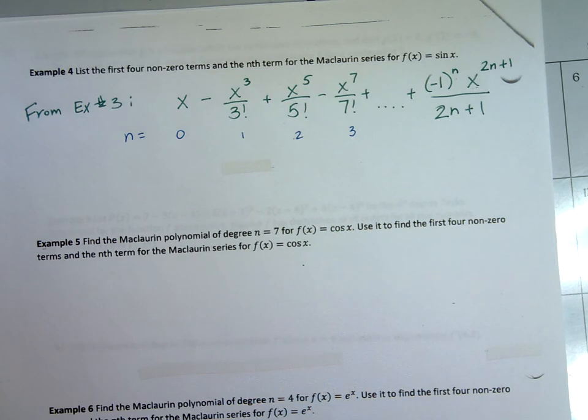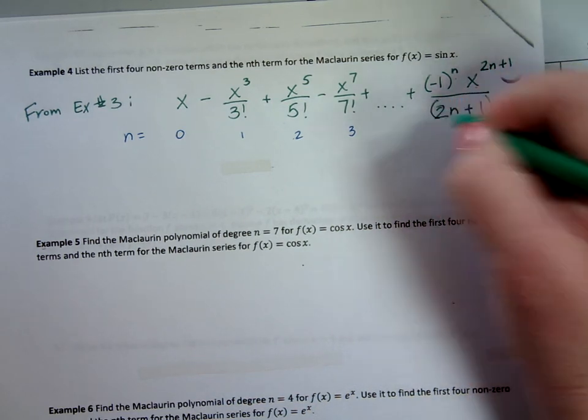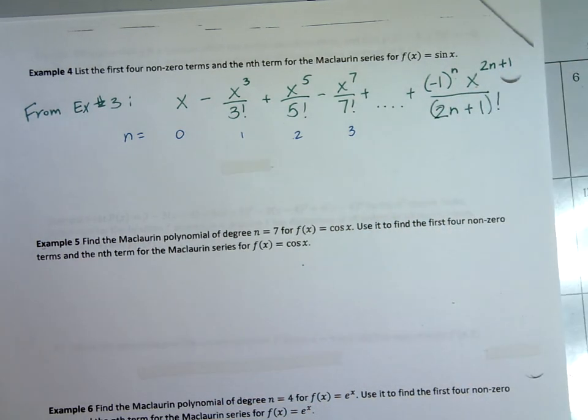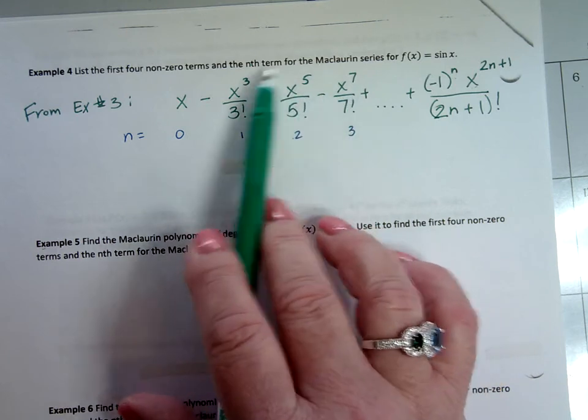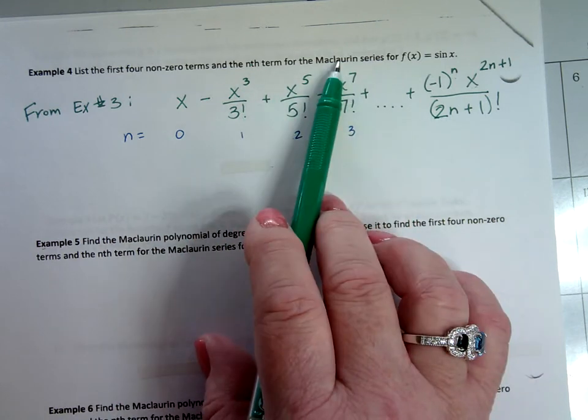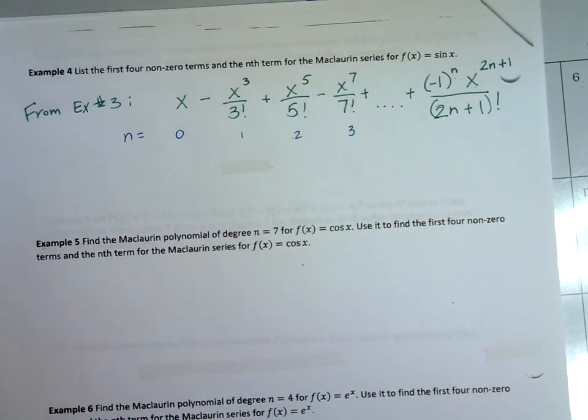Oh, one more thing. Factorial, right? It's in a factorial form. So we listed the first 4 non-zero terms, 1, 2, 3, 4, and the nth term for the Maclaurin series for sine of x.